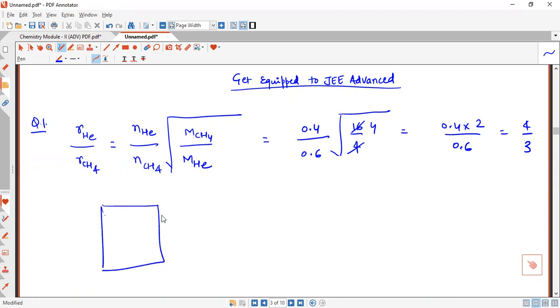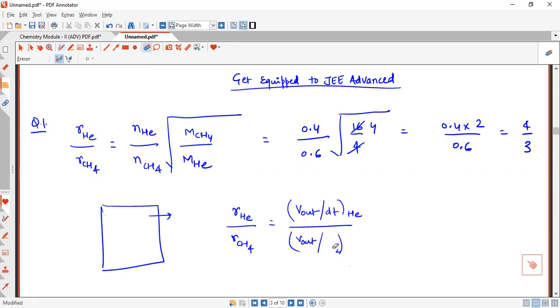Now, this is the rate of effusion, right? So whatever gas is coming out, let's say the volume of helium will be 4 times and the volume of methane will be 3 times, right? So that's it. What do you have to find? Let's say rate of effusion of helium divided by rate of CH4 is nothing but you can say V out by dt of helium divided by V out by dt of methane, so that is nothing but 4 by 3. So let's say 3 liters of methane is going to effuse out and 4 liters of helium is going to effuse out, then what will the percentage by volume be?